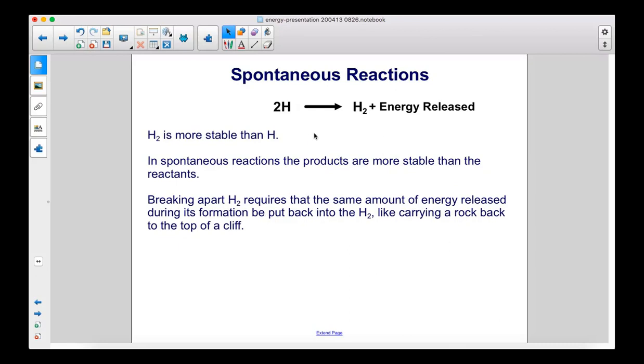H2 is more stable than H. In spontaneous reactions, the products are more stable than the reactants. Breaking apart H2 requires that the same amount of energy released during its formation be put back into the H2, like carrying a rock back to the top of a cliff.